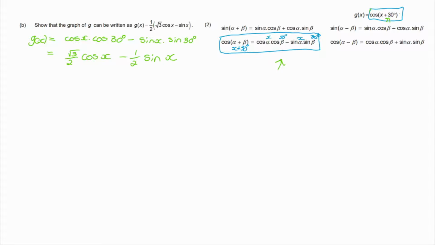So you can see here, how did they go from this step to this one? Well, they just took out a common factor of a half. So what's left behind is root 3 cos x minus sine x. And there you go. You've shown how g of x can be rewritten as this.